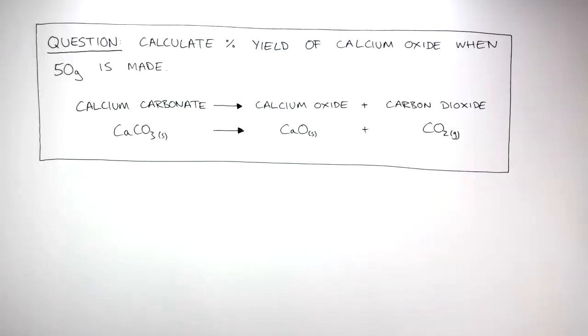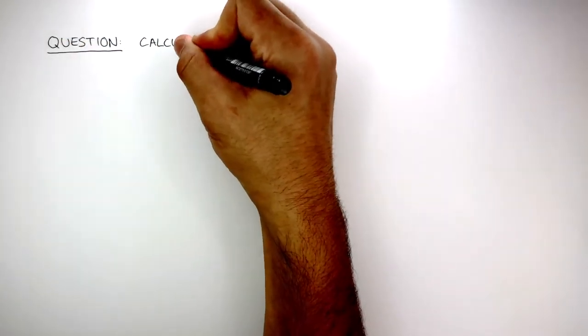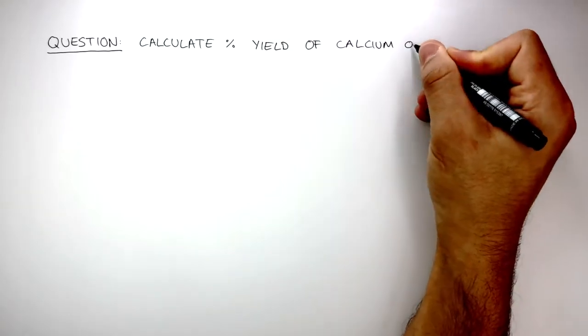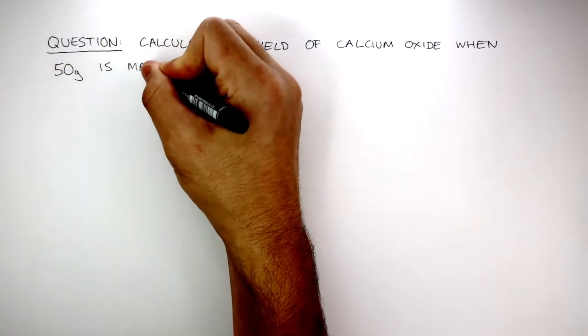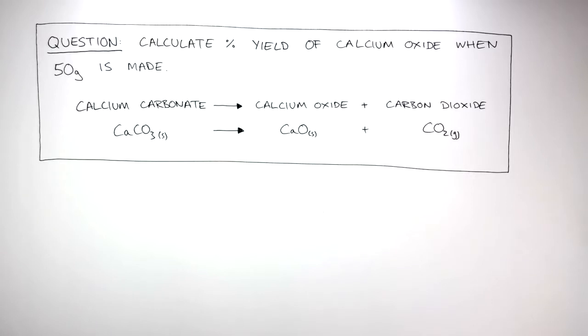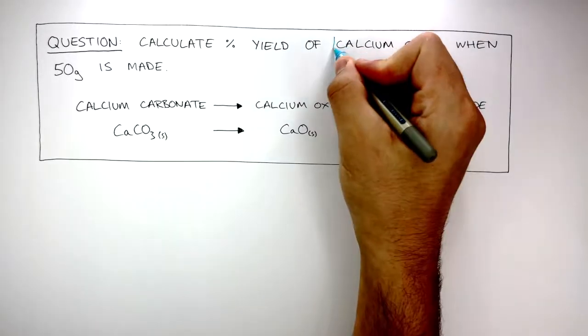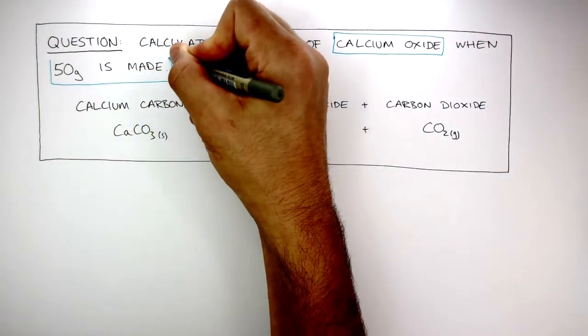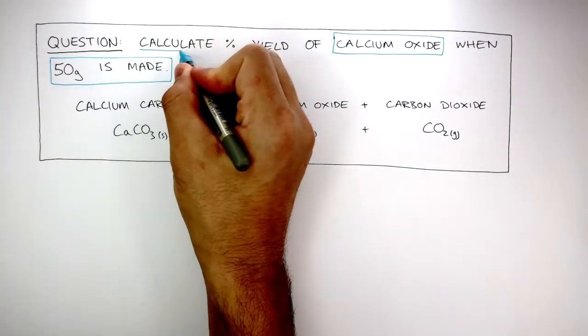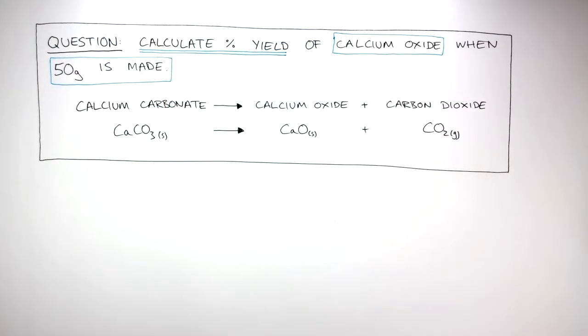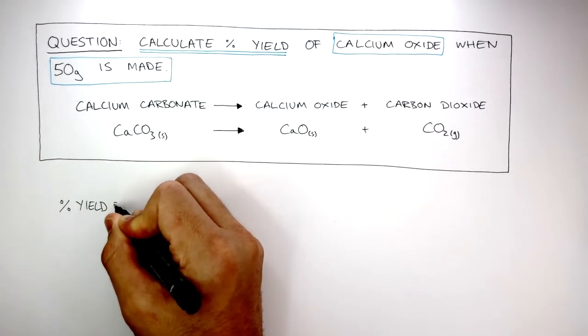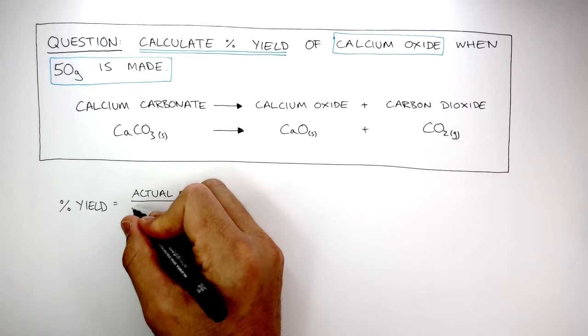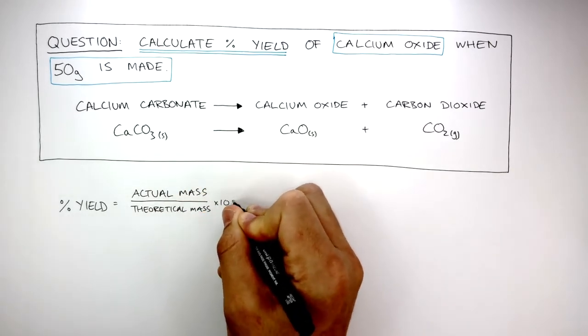In this exam style question, you've been asked to calculate the percentage yield of calcium oxide when 50 grams is made, and you've been given a word equation and a balanced symbol equation. We've been told there was 50 grams of calcium oxide made, and we have to calculate the percentage yield. So the equation is percentage yield equals actual mass divided by theoretical mass times 100.